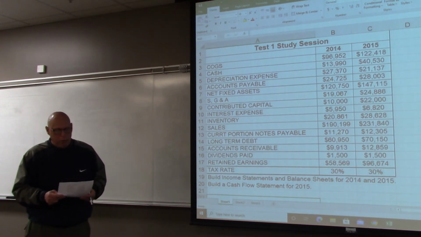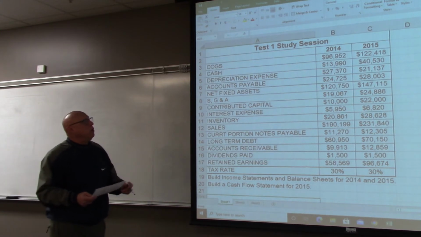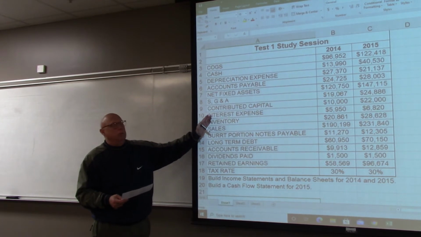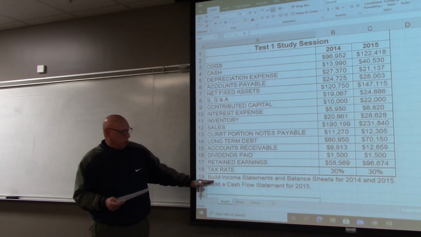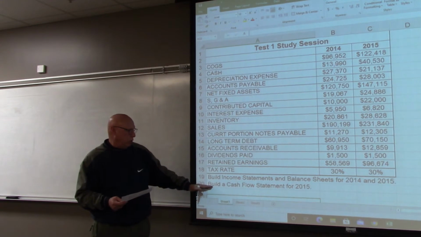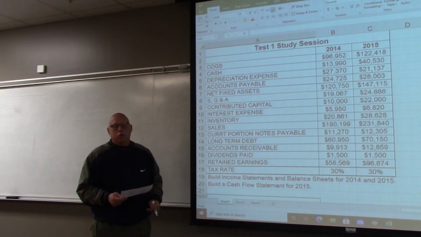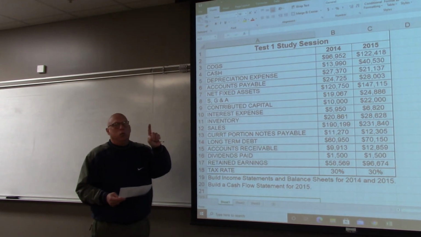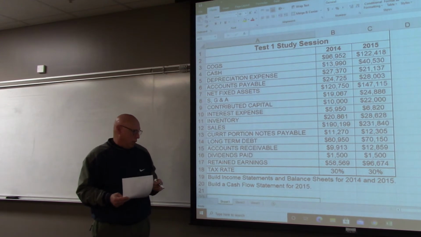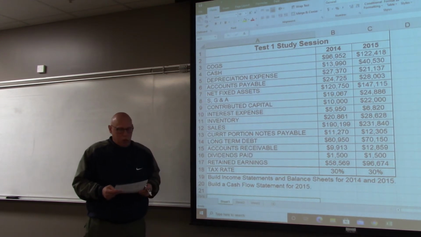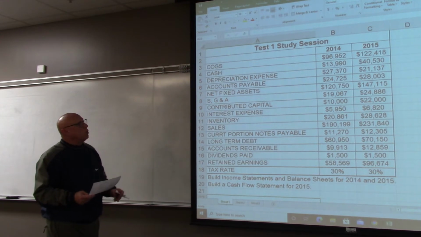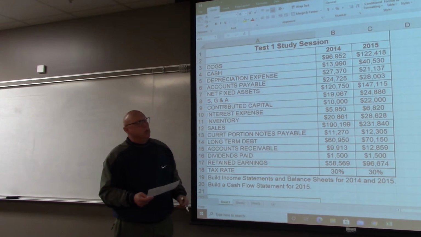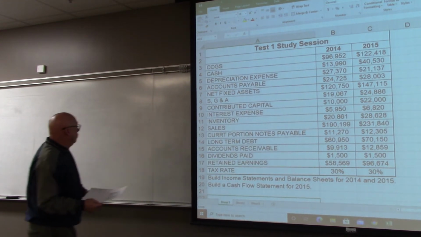Okay? All right, so what I have here is a list of accounting line items. And what I want to do is to build an income statement, a balance sheet for 2014 and 2015, and then build a cash flow statement for 2015. So remember, you need 2 balance sheets and 1 income statement to do a cash flow statement. So we're going to have to rearrange these line items to create our income statement and our balance sheet.